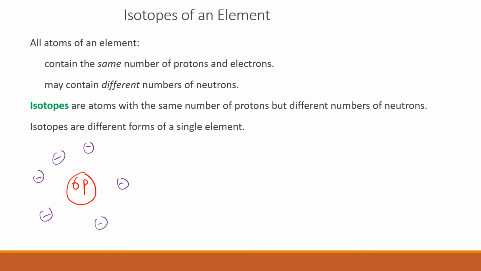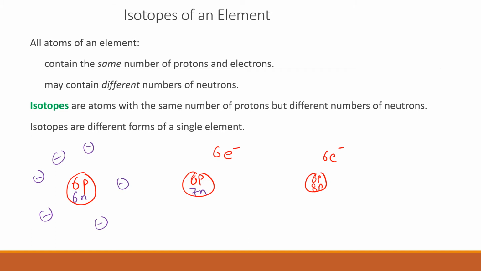However, the number of neutrons inside the nucleus may be 6. In some other carbon atom, the protons are still 6 and electrons still 6. I'm not going to draw it, but the neutrons, instead of 6, could now be 7 neutrons, and in some cases we may have 8 neutrons and 6 protons and 6 electrons.